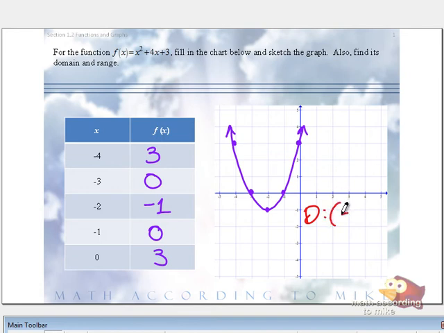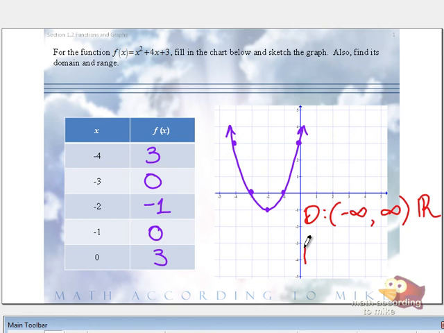So when you write negative infinity in interval notation, it always gets a parenthesis. Comma, how far right is the graph going? Positive infinity. Not only is it pointing up over here, it's also moving to the right. In other words, you can say the domain is all reals. You can use that double bar R if you want.